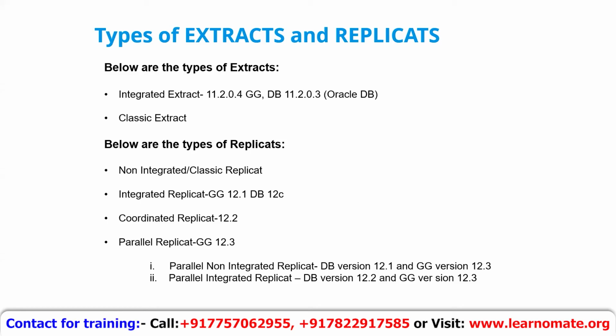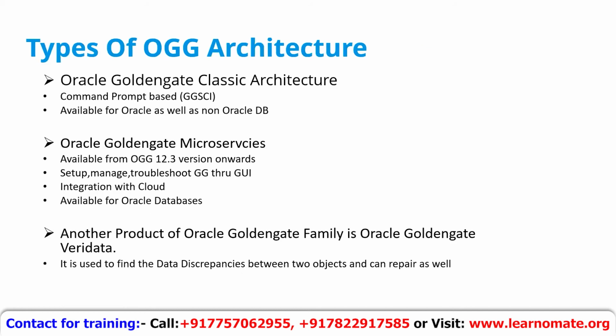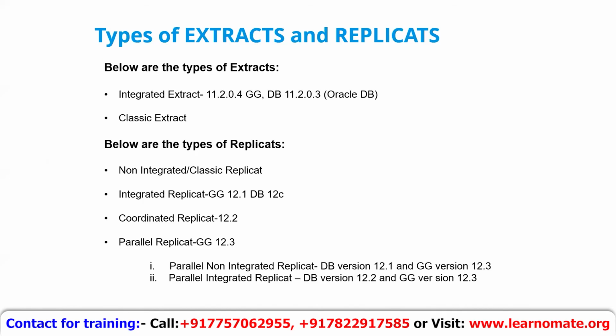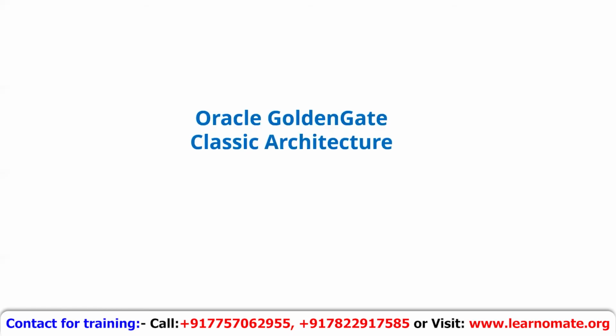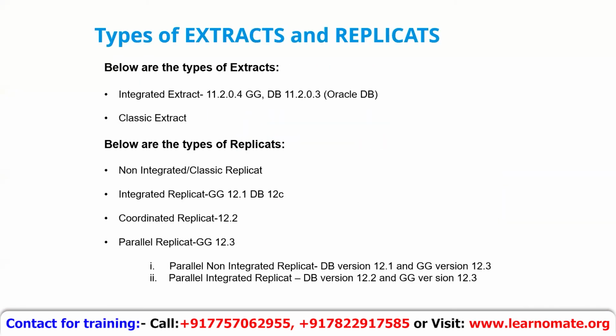Okay. So under classic architecture, you can configure different types of extracts if supported, integrated or classic. In the same way, under microservices architecture, you can configure different types of extract, integrated as well as classic extract. So integrated is not a type of architecture, but a type of extract. There are only two types of architecture: classic and microservices. Under that, you can configure integrated extract or classic extract. In the same way, under microservices, you can configure integrated or classic extract.